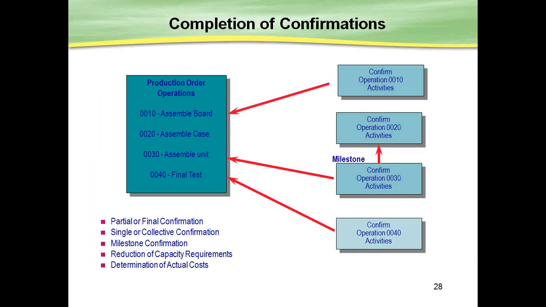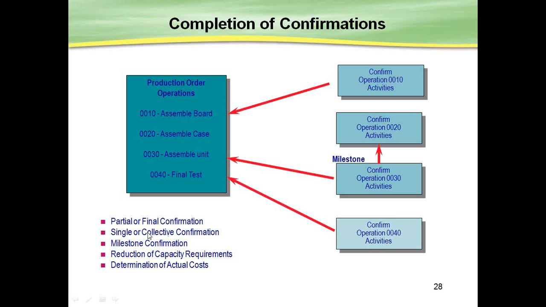So the completion of operation. Here, as I told you, we will first confirm the operation number 10, then 20, then 30 and 40. These are four operations: assemble board, assemble case, assemble unit, and final test. This is an example of one laptop. So the operations can be confirmed partially or as final confirmation. It can be done single or collective.